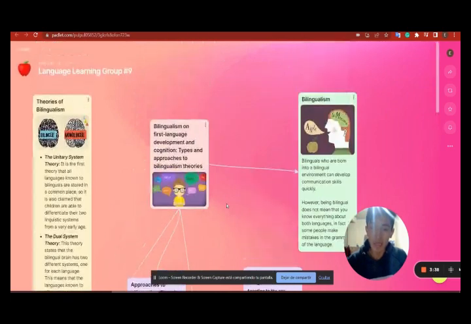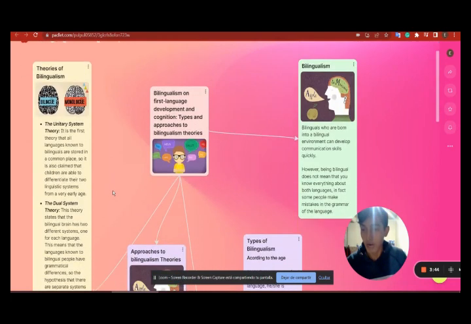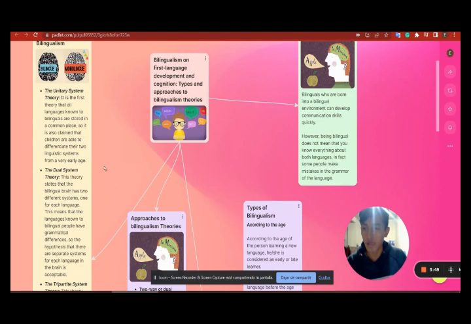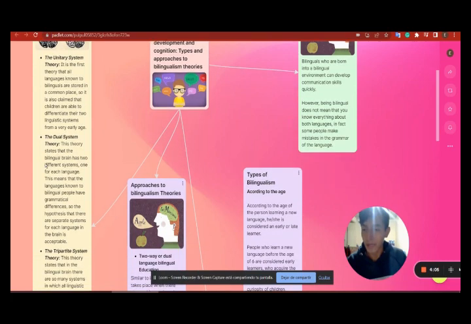And the other part, we have theories of bilingualism. The first one is the unitary system theory. It is the first theory, which holds that all languages known to bilinguals are stored in a common place, and it also claimed that children are able to differentiate their two linguistic systems from a very early age.